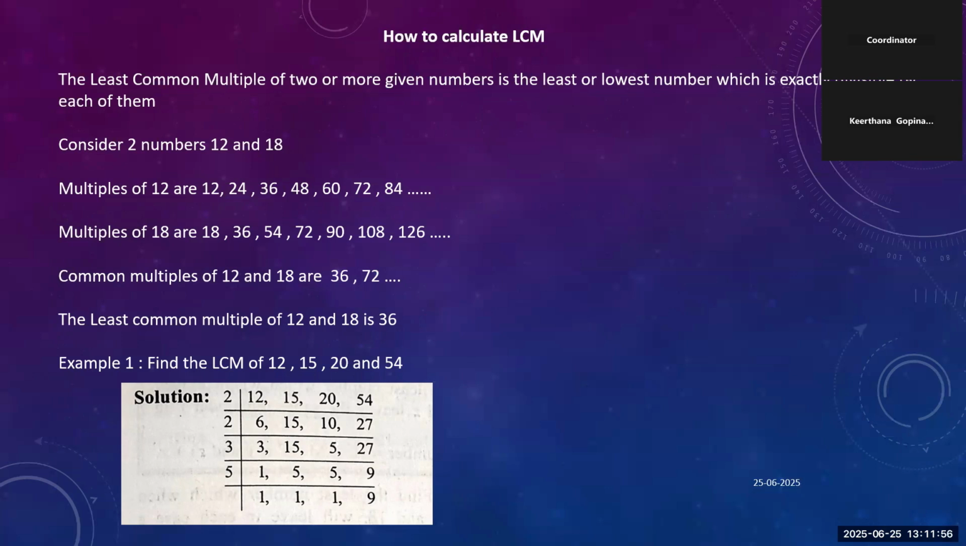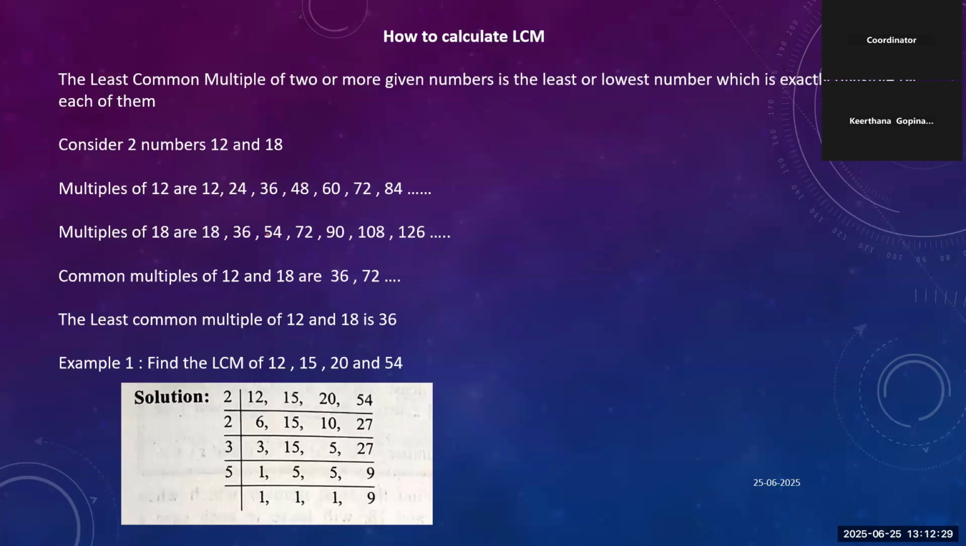What is LCM? Least common multiple. So, the least common multiple of two numbers. What are the multiples of 12 and 18? 12 tables: 12, 24, 36, 48, 60, 72, 84. 12 ones are 12, 12 twos are 24, 12 threes are 36, 12 fours are 48, like that. What are the multiples of 18? 18, 36, 54, 72. That is the 18 table.